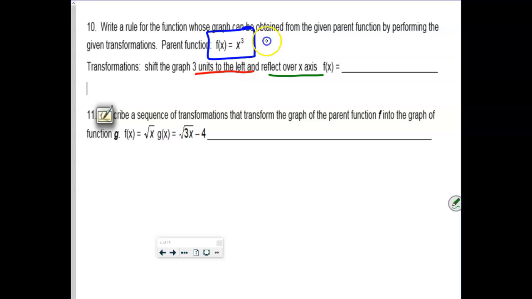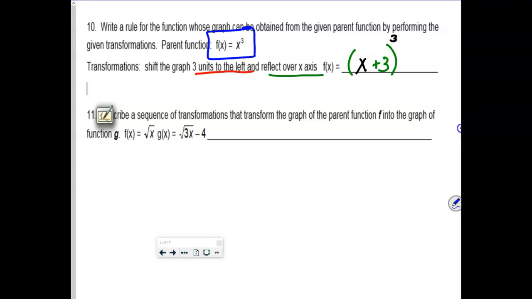Left would be horizontal, so it's going to be with the x, right? So what does it look like when you shift 3 units to the left? Very good. So the body of the function, the third power, this needs to be outside of it like this. So make sure that left shift is inside of the body of the function in parentheses.